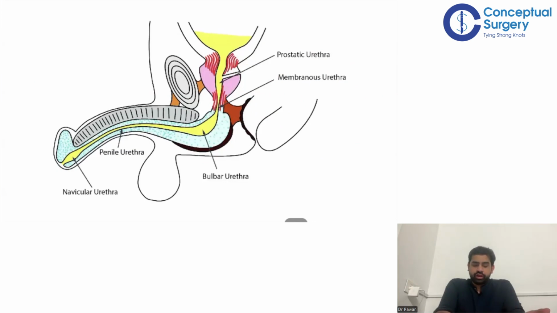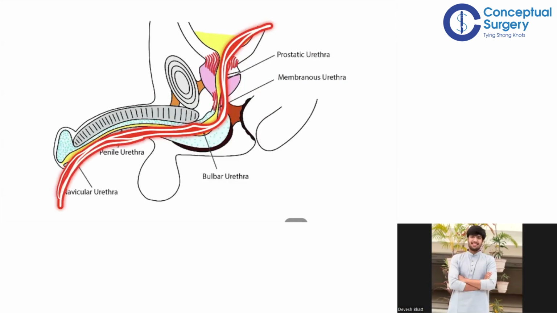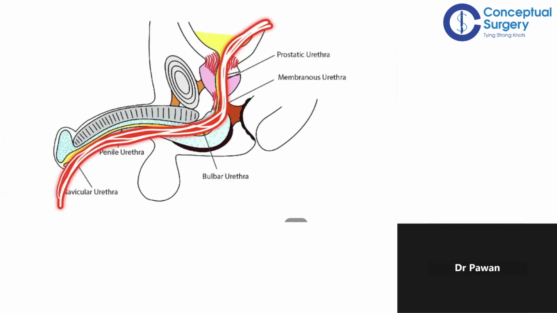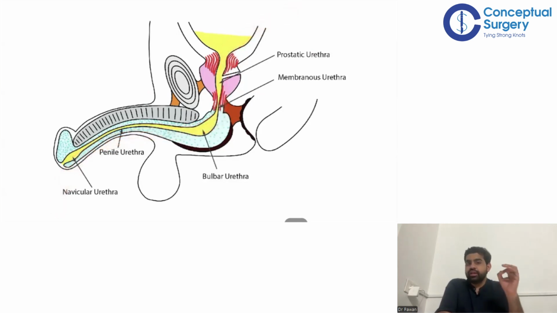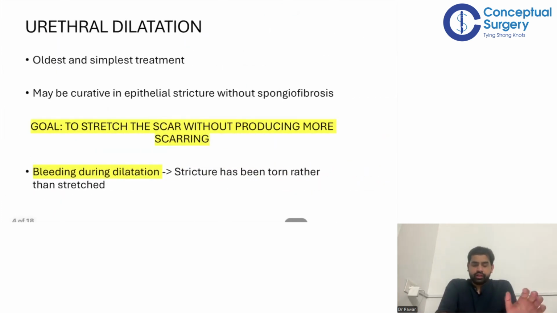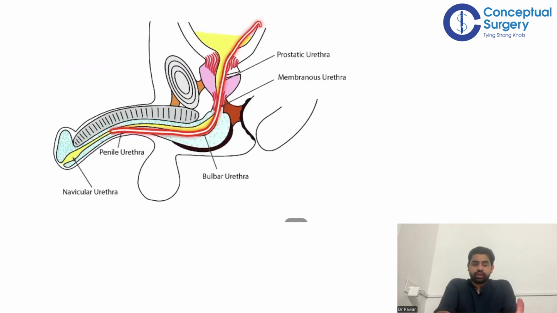So are you able to appreciate that the urethra is a bit S-shaped? Yes, sir. Okay, so the normal urethra is a bit S-shaped. This will tell us when we use the S-shaped dilators in order to dilate this. Nowadays, what we use is serial dilation, which should be used in the form of an S shape. We'll talk about that. So just appreciate that the normal urethra is slightly S-shaped.